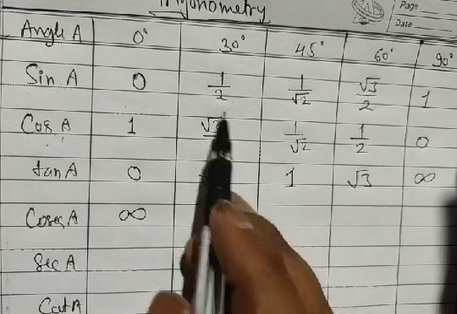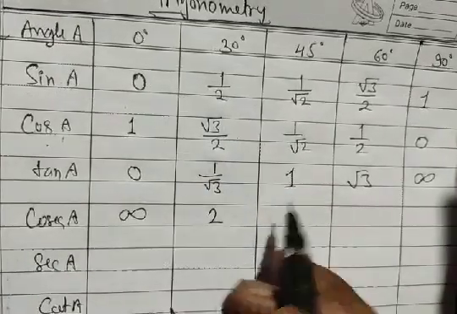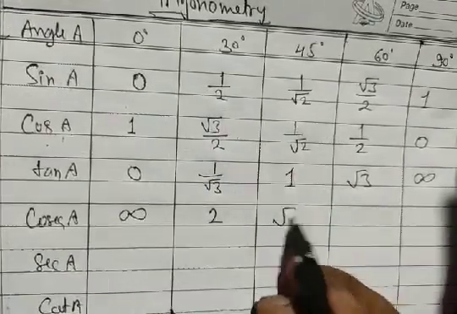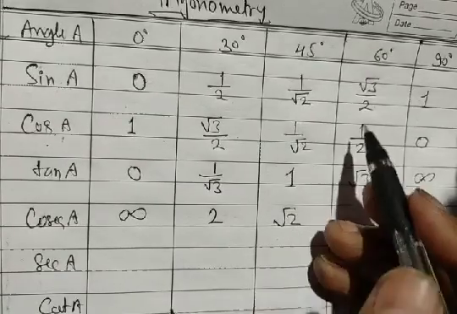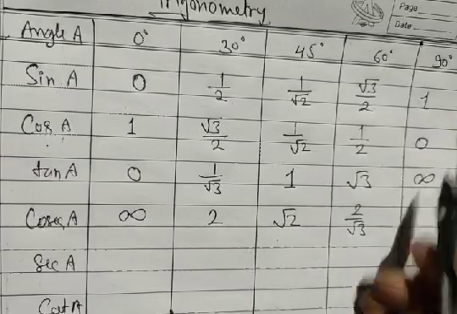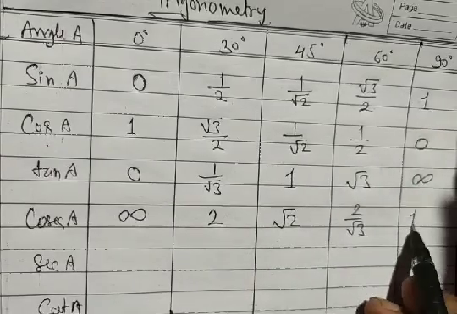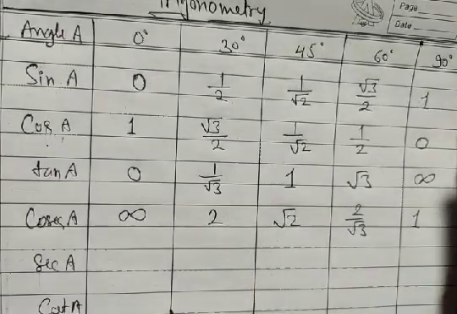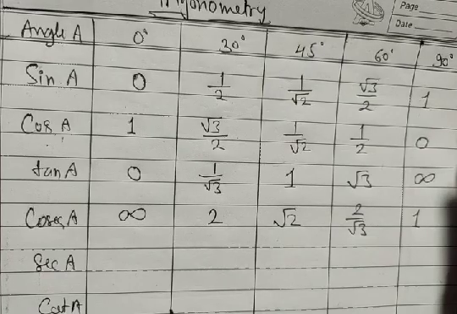Then the reciprocal of 1 by 2, we get 2 here. The reciprocal of 1 by root 2, we get root 2 here. The reciprocal of root 3 by 2, we get 2 by root 3 here. And the reciprocal of 1, we get 1 here. Now we have the values of cosec.